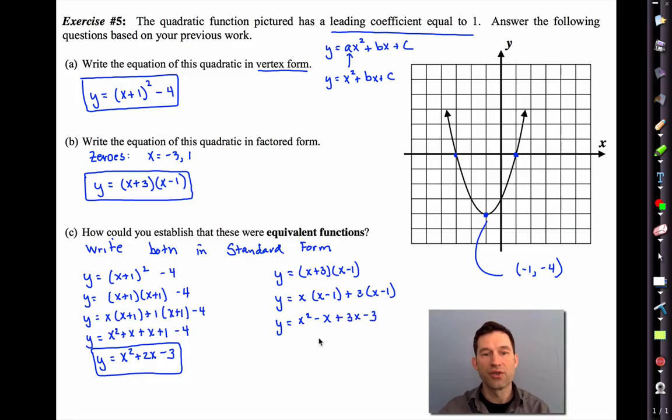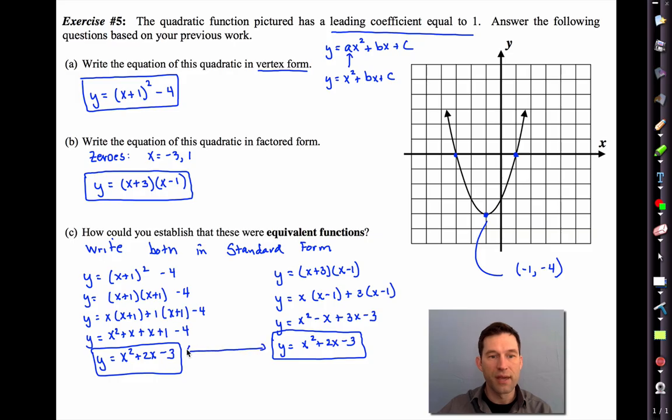Right? So distribute, double distribution, combine like terms: negative x plus 3x is positive 2x. Don't have to do anything with that. And there we go. And notice, they're the same.